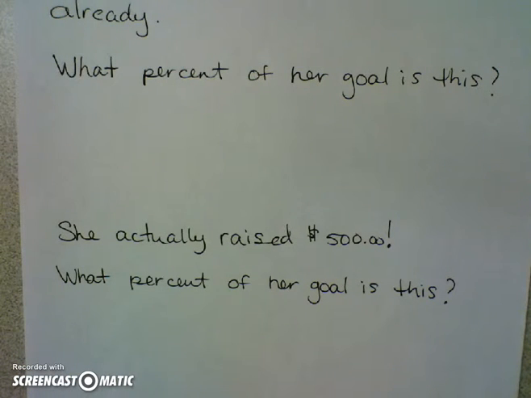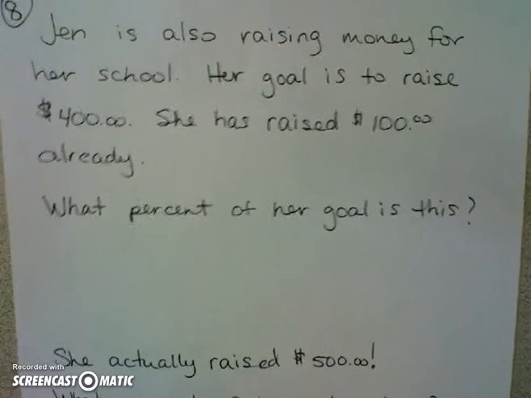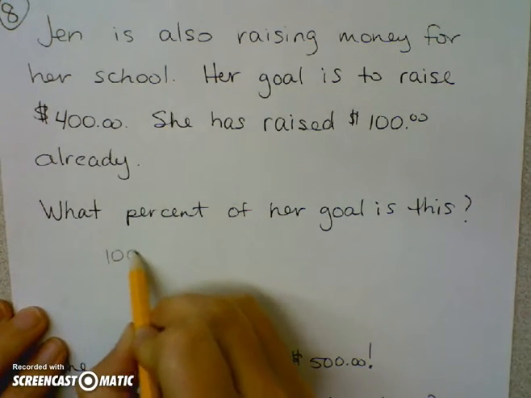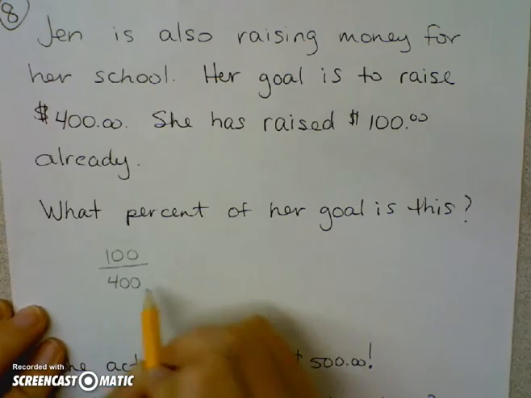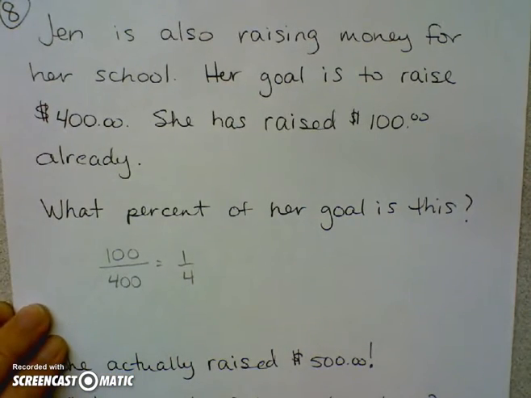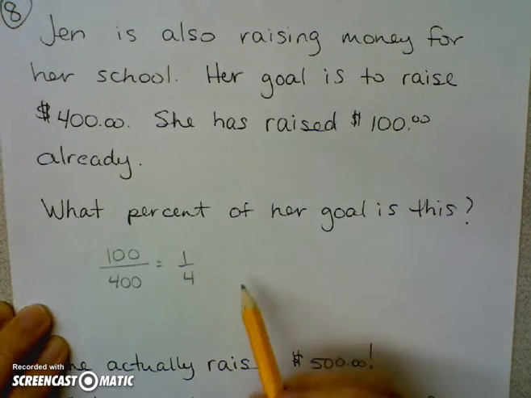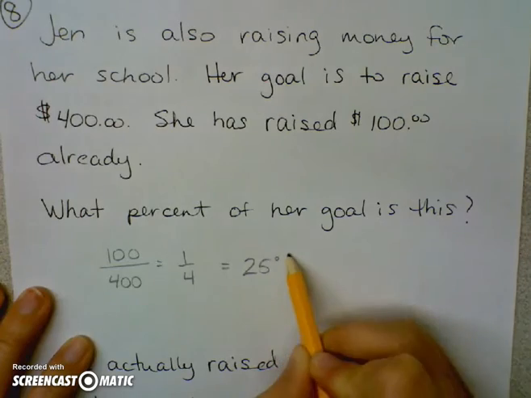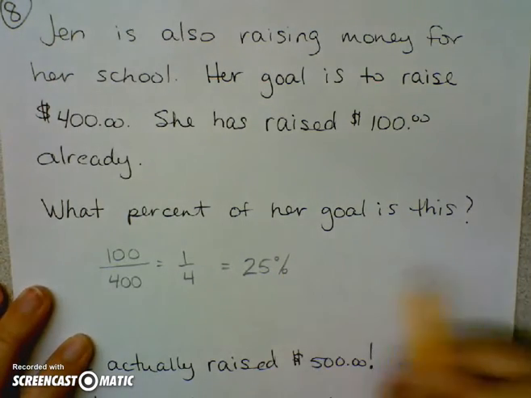Number 8. Jen is also raising money for her school. Slide that down. Her goal is to raise $400, and she has raised $100 already. What percent of her goal is this? So we know that she has raised 100 out of 400. We can simplify that all the way down to 1/4. And I know that for my fraction equivalence, 1/4 is approximately 25%. It is 25%.